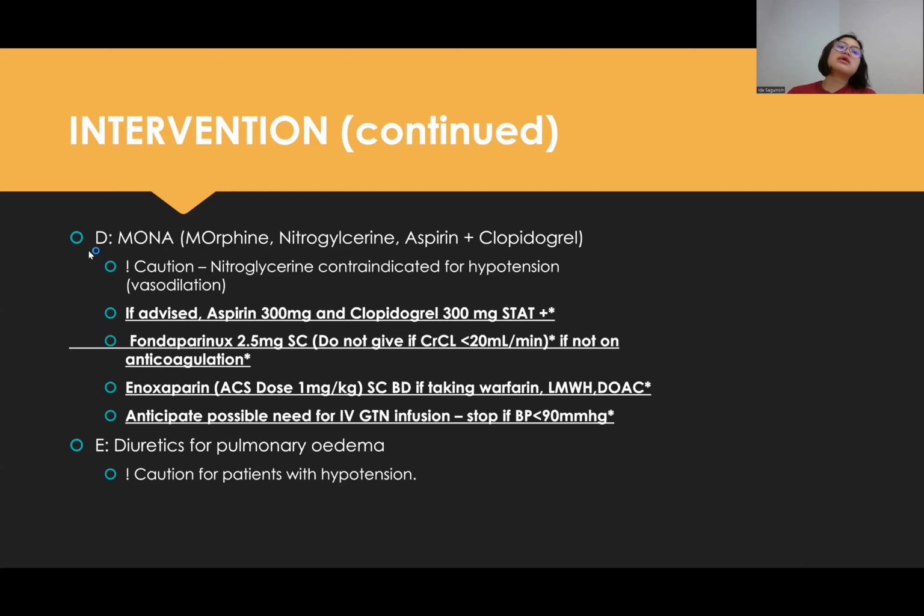Our main classic treatment for ACS would be MONA. We've got morphine, nitroglycerin, with aspirin and clopidogrel. With nitroglycerin, we should exercise caution if we notice the patient's blood pressure dropping, as nitroglycerin also causes vasodilation and may exacerbate hypotension.